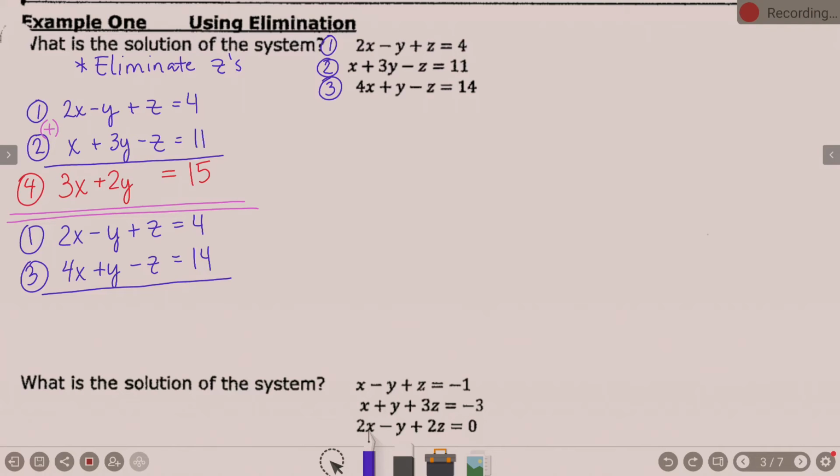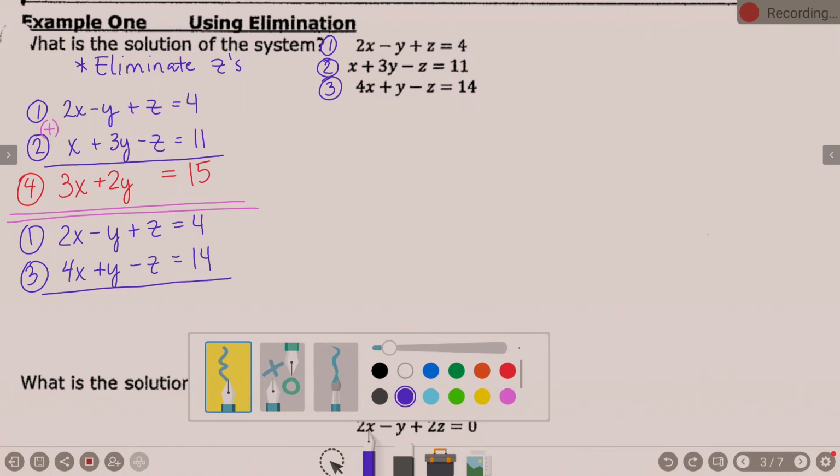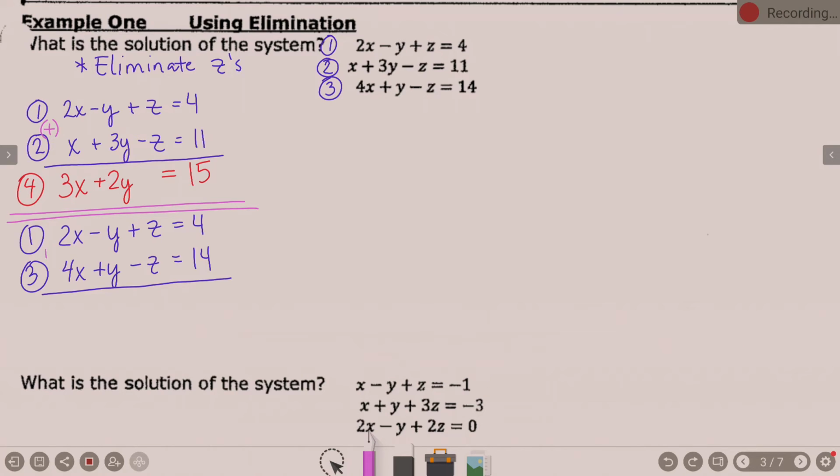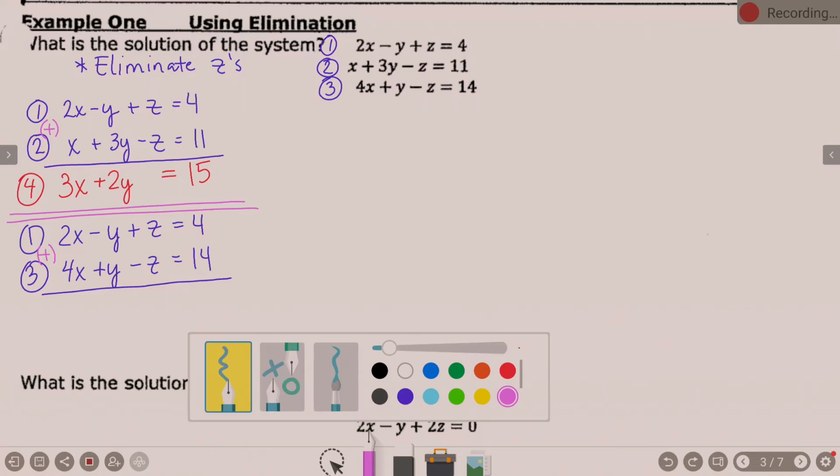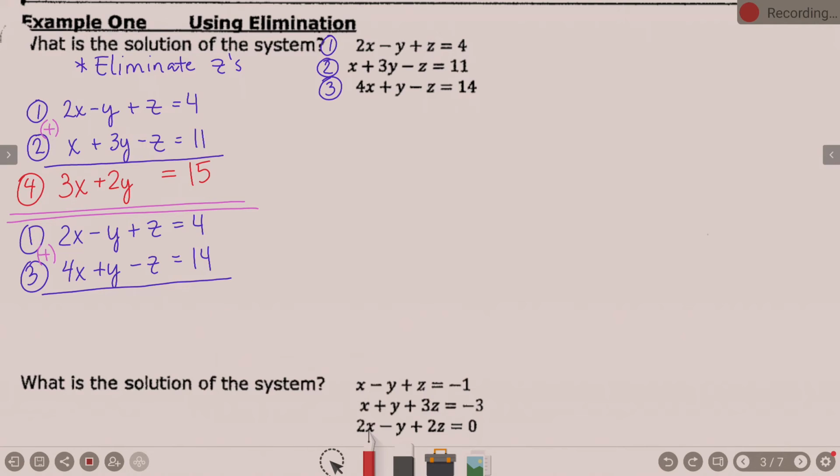Speaking of misadding, am I adding or subtracting in this problem? My z's have opposite signs, so we are adding again. 2x plus 4x is 6x. Negative y plus y is 0. Unexpected, but we're not going to complain. That'll make life easier. Z plus negative z is 0. That's what we needed to happen, right? We were trying to get rid of z's. Carry down our equals. 4 plus 14 is 18.